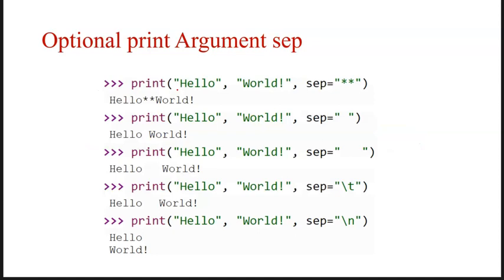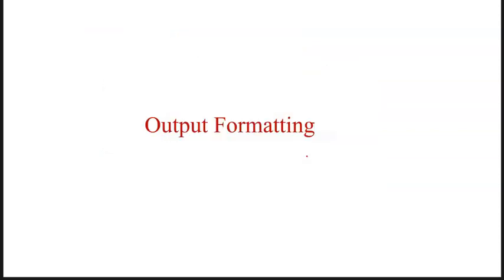Now we're typing in hello world over here, separated by commas, and when you give it 2 stars, you can see that it's separated by 2 stars. If you give it a space, it's going to be separated by a space, which I think is just the default value. If you give it 2 spaces, it's going to be separated by 2 spaces. You can give it the \t separator or the \n separator. So this is a very useful parameter in Python.